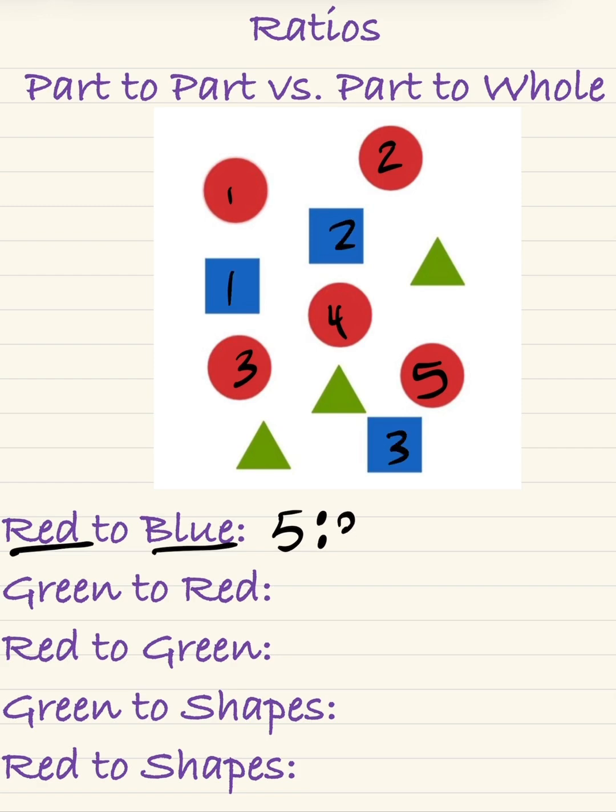It is simply written 5 to 3 with a colon, or we can write it using the words 5 to 3, or we can write it as a fraction, 5 over 3.